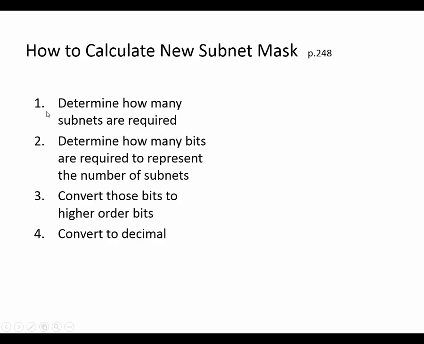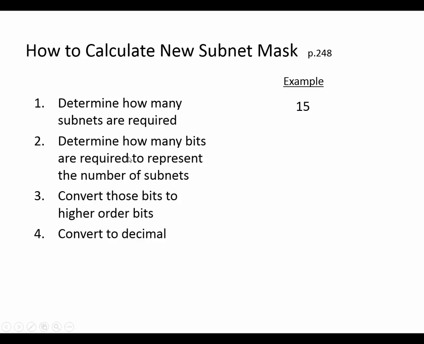So when we create a new subnet mask, how far to the right do we push the subnet mask? And here is how we calculate a new subnet mask, page 248. 1. We determine how many subnets are required. 2. Determine how many bits are required to represent the number of subnets. 3. Convert those bits to higher order bits. And 4. Convert to decimal. So let's just say that we have to divide our network into 15 different subnets.